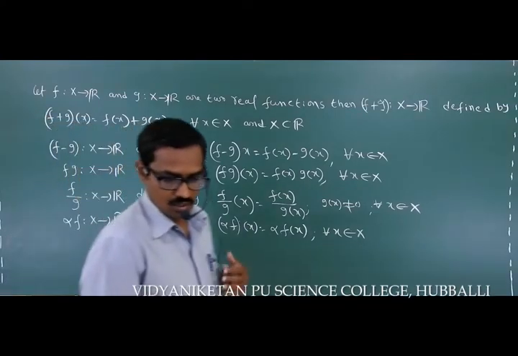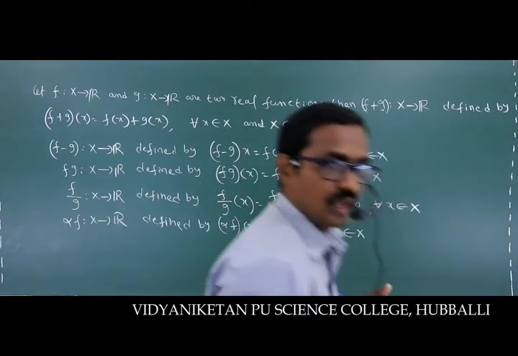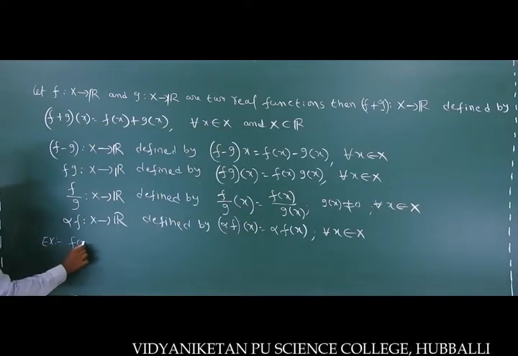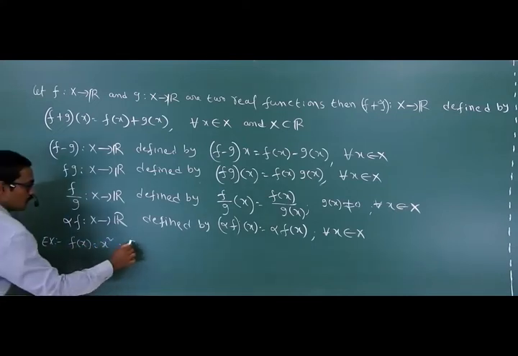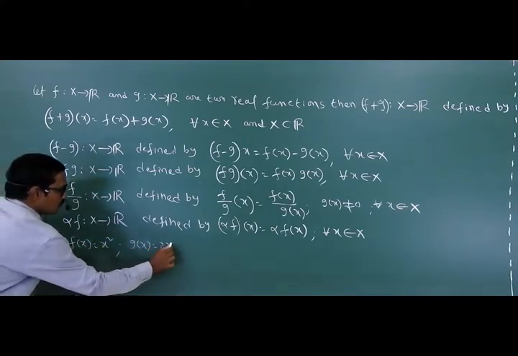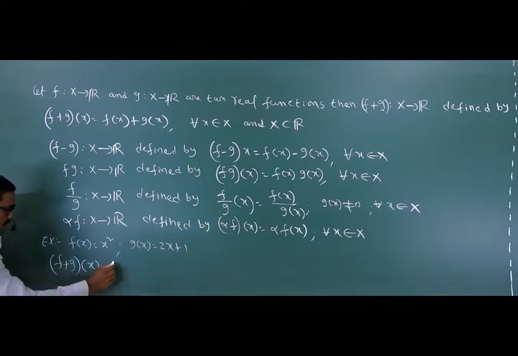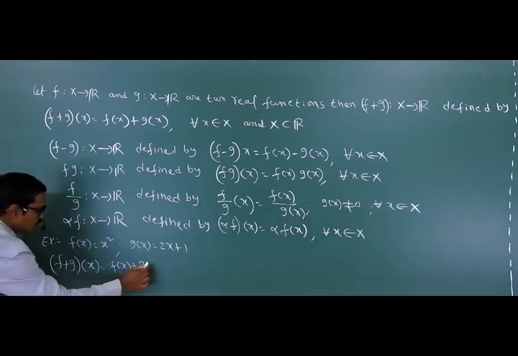I give an example. f of x is equal to x square, g of x is equal to 2x plus 1. Now do the addition of these two real functions. The addition of two real functions is also a real function. See, f plus g of x is equal to f of x plus g of x.